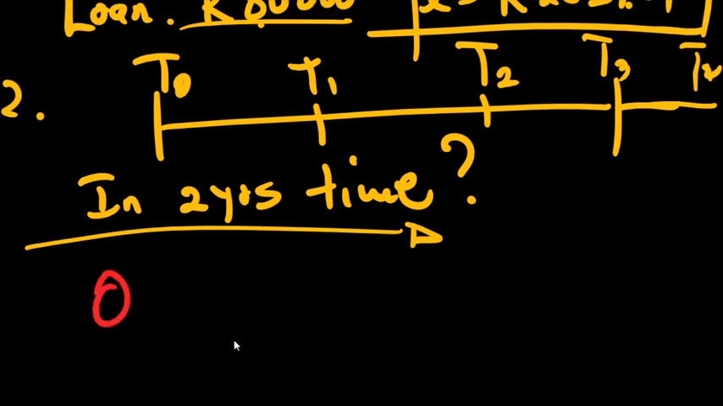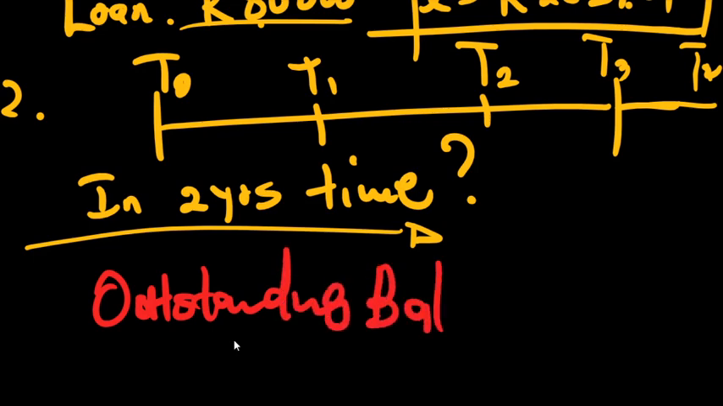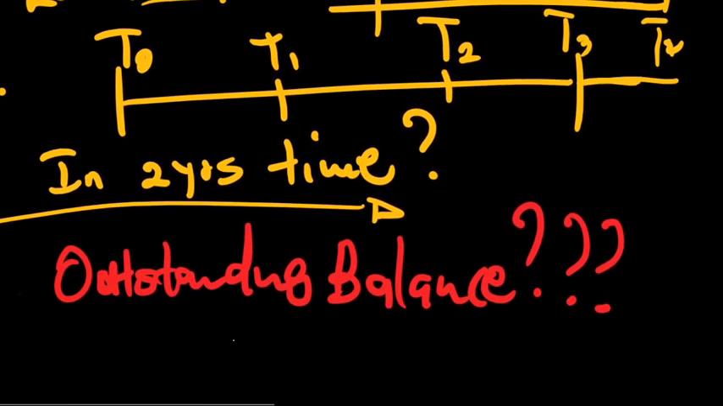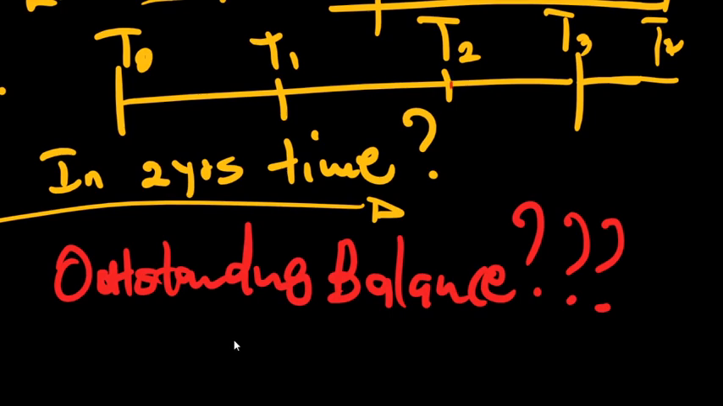So to calculate the outstanding balance, this is the outstanding balance. Very important. They always ask you in an exam. So you want to know how much is outstanding in 2 years' time. Remember, the loan is for a period of 4 years, so you want to know how much is the outstanding amount in 2 years' time.